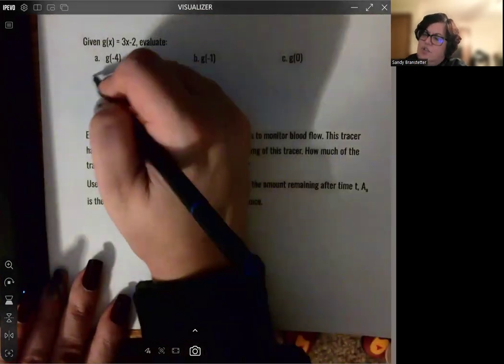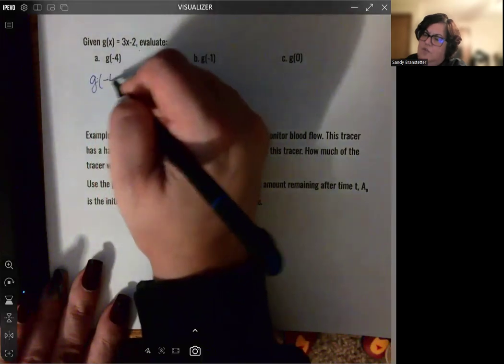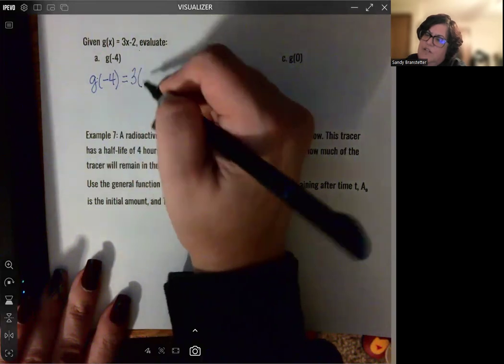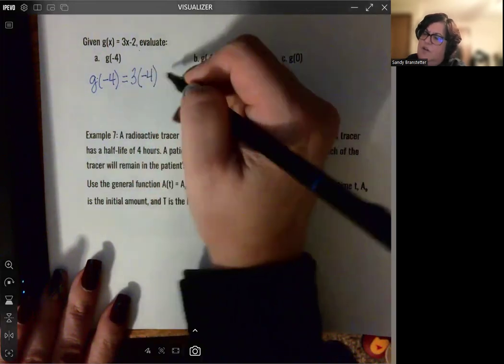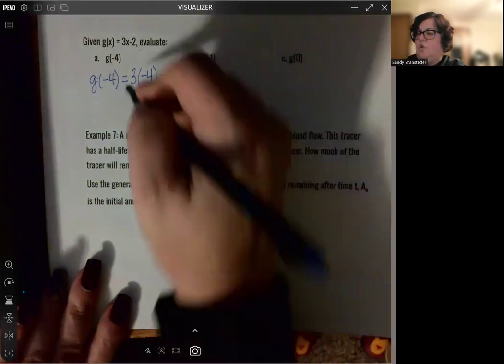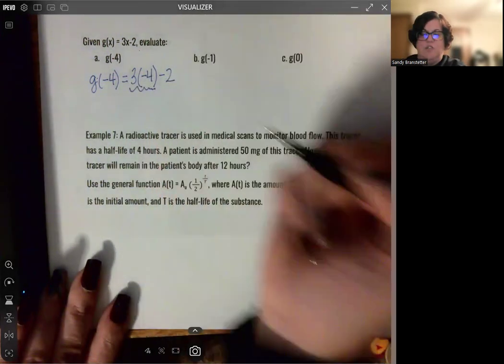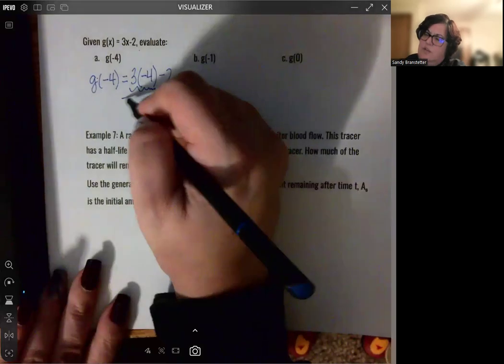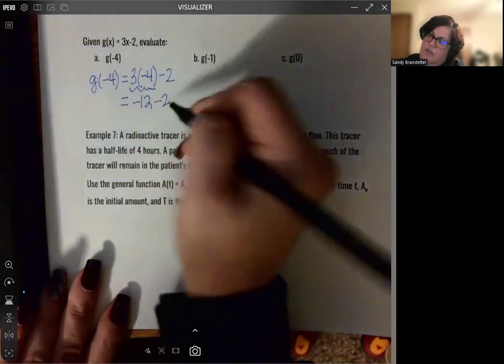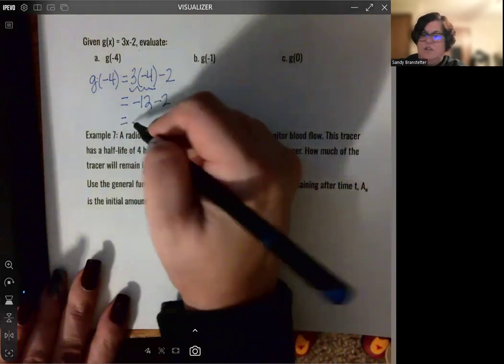So g of negative 4 equals 3 times negative 4 minus 2. Order of operations, do the multiplication first. 3 times negative 4 is negative 12. And negative 12 minus 2 is negative 14.